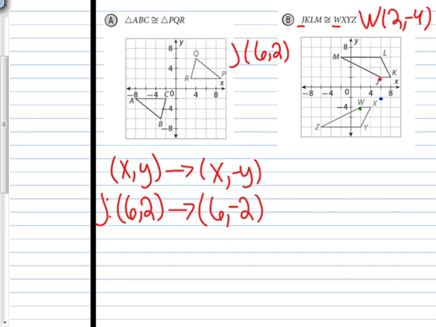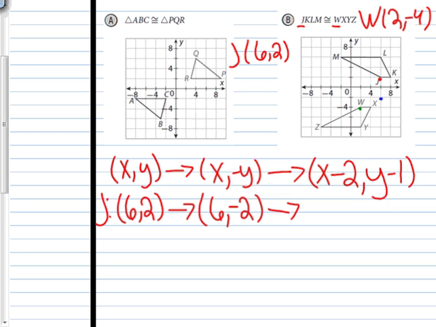So how can I get the blue point over to the green point? What kind of transformation would that be? I need to move it along the x-axis. I need to move it to the left. How many points? 2. And I need to move it down the y-axis. How many? 1. So there's my translation. And let's see if that works. So I'm at 6, negative 2.